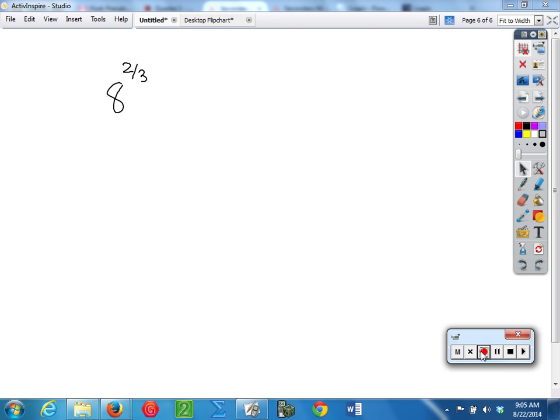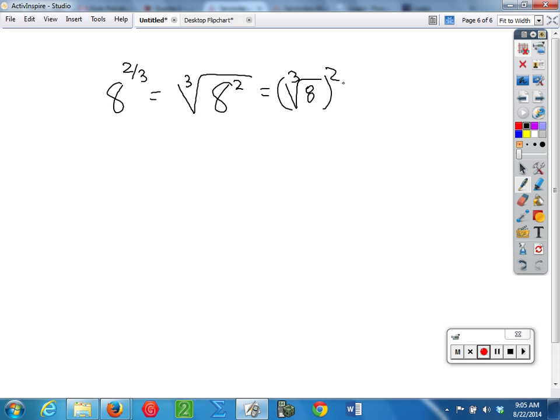To put it in radical form, this would be the same thing as what? Where does the 2 and the 3 go? The cube root of 8 squared. So you have your choice. You can either take the cube root or you can square it first. It doesn't matter the order. I like to take the roots first because then you get smaller numbers. So it's the same as this one, the cube root of 8 squared. And what's the cube root of 8? Right? 2 times 2 times 2? 2. So this would be the same as 2 squared.